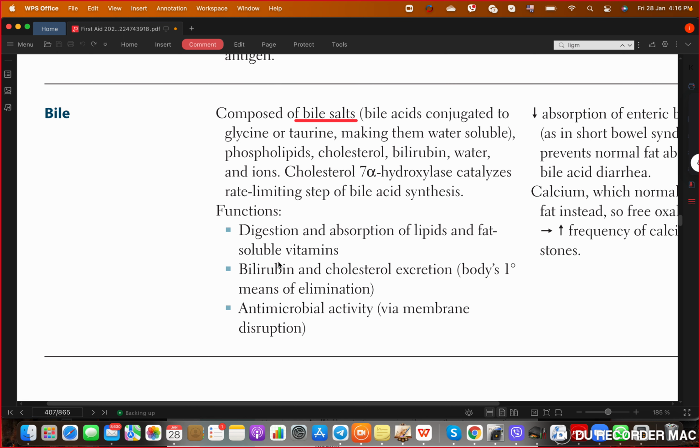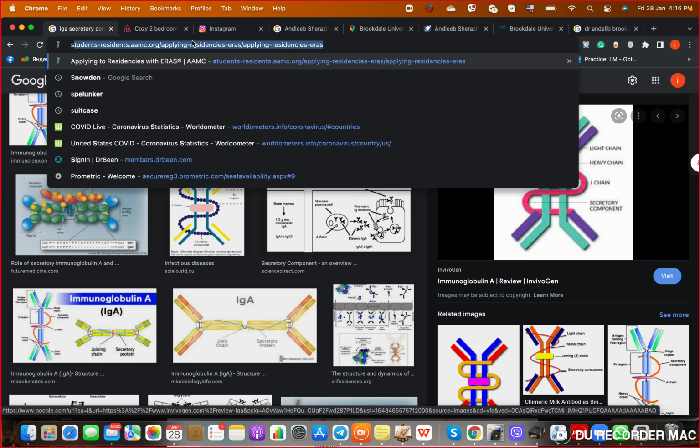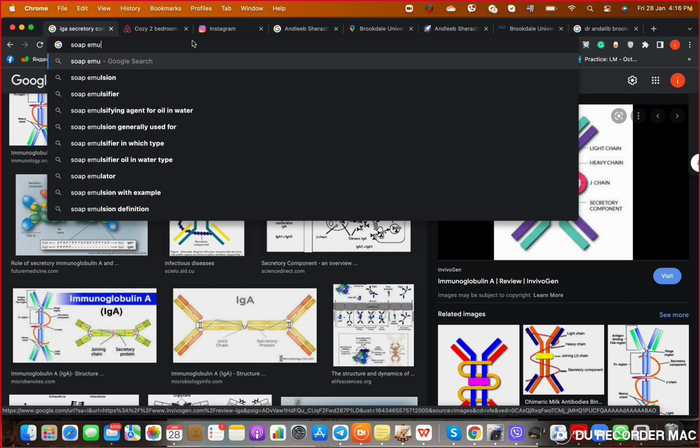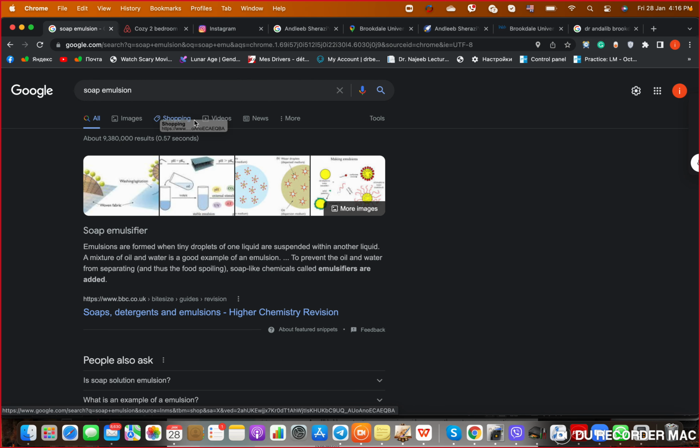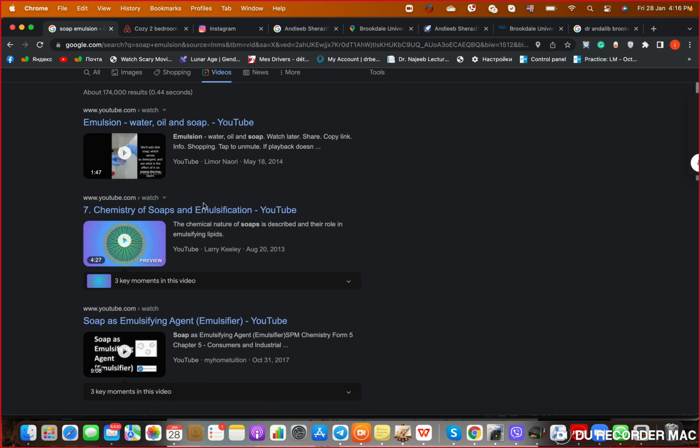Okay. So what is the function? Tell me a little bit about the bile. What do you know about it? So bile salts are made up of bile acids and amino acids, particularly glycine and taurine. And it's basically a salt because it needs to be water soluble for it to act on the digestion of fats. Bile is also composed of water, phospholipids, and most importantly, cholesterol and bilirubin. Whenever there is any inhibition of bile synthesis, that will lead to cholesterol stones or pigmented stones.